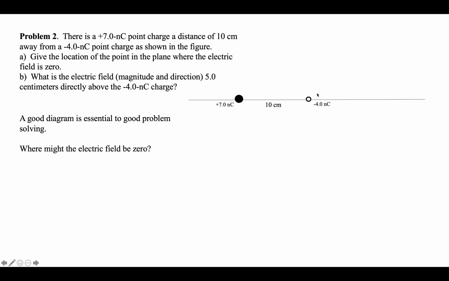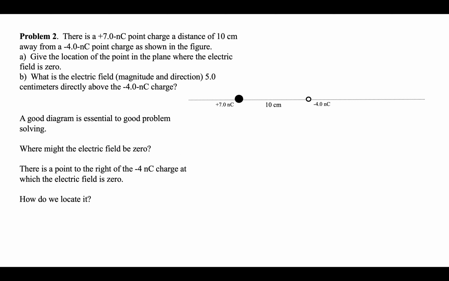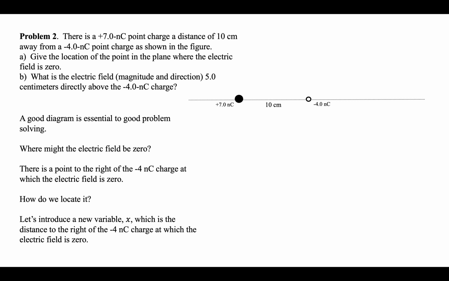The only way that fields can cancel out is if the point is over here. There is some point over here to the right of the minus 4 at which the field is 0. How do we find it? Well, we can start by defining some distance to it. We don't know what that distance is, but we can call it x. And we can put it on the figure. Here's our distance. We're going to call the field 0 right there, some unknown distance. We can put it into our equations and then solve for that distance.